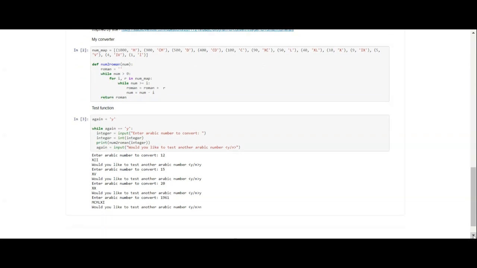So this is a converter. We make a num map, so you have the map of the numbers. And then we have the reference, this num_to_roman function. Roman is blank, while num is greater than 0, for i, r in num map: while num is greater than or equal to i, Roman equals Roman plus r, num equals num minus i, and then you return your Roman.